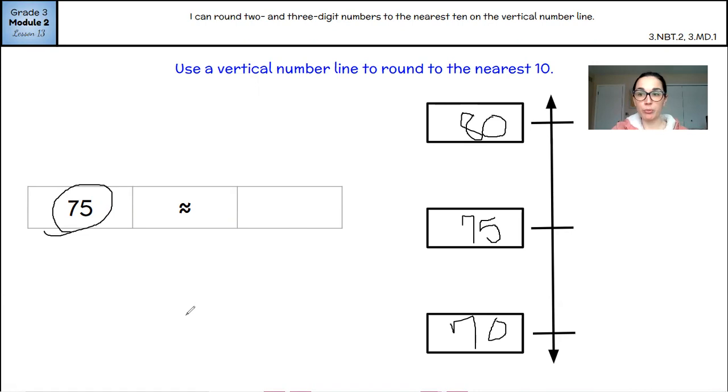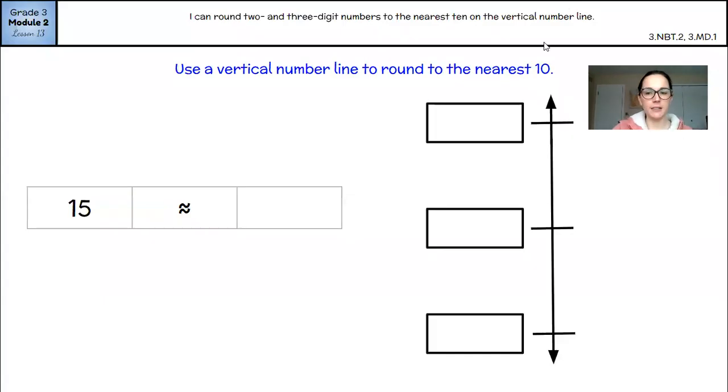If you remember the rule of rounding, 5 through 9 climbs the vine, and there's the 5. Also, you can think of it this way. The halfway point and on rounds up. Anything under the halfway point rounds down. So this definitely rounds up. 75 rounds to 80.